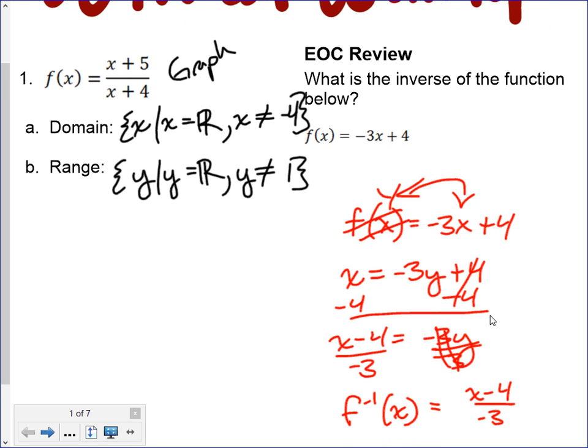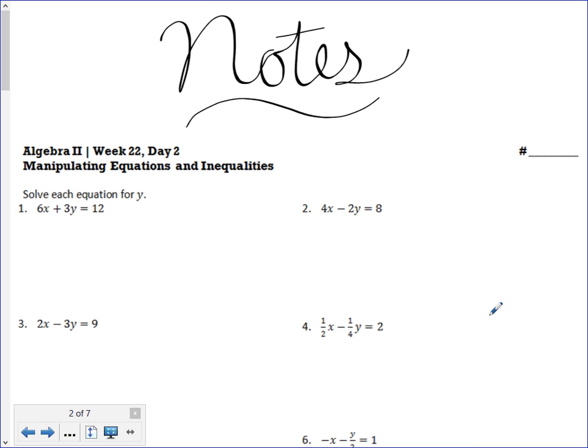Okay, so take your warm up, set it aside, and look at today's notes. Make sure you're looking at the correct side, which looks like this. And the directions say it all. They say solve for y. Solve for y. In other words, isolate y. In the simplest words, get y by itself.